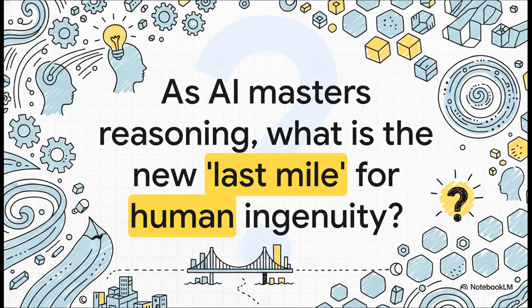And that brings us to one final thought. We've just gone on this incredible journey to see the human ingenuity it takes to build a machine that can reason. So, as AI gets better and better at solving these complex last-mile problems for itself, what becomes the new last mile for us, for human ingenuity? What's the next great problem for us to conquer?